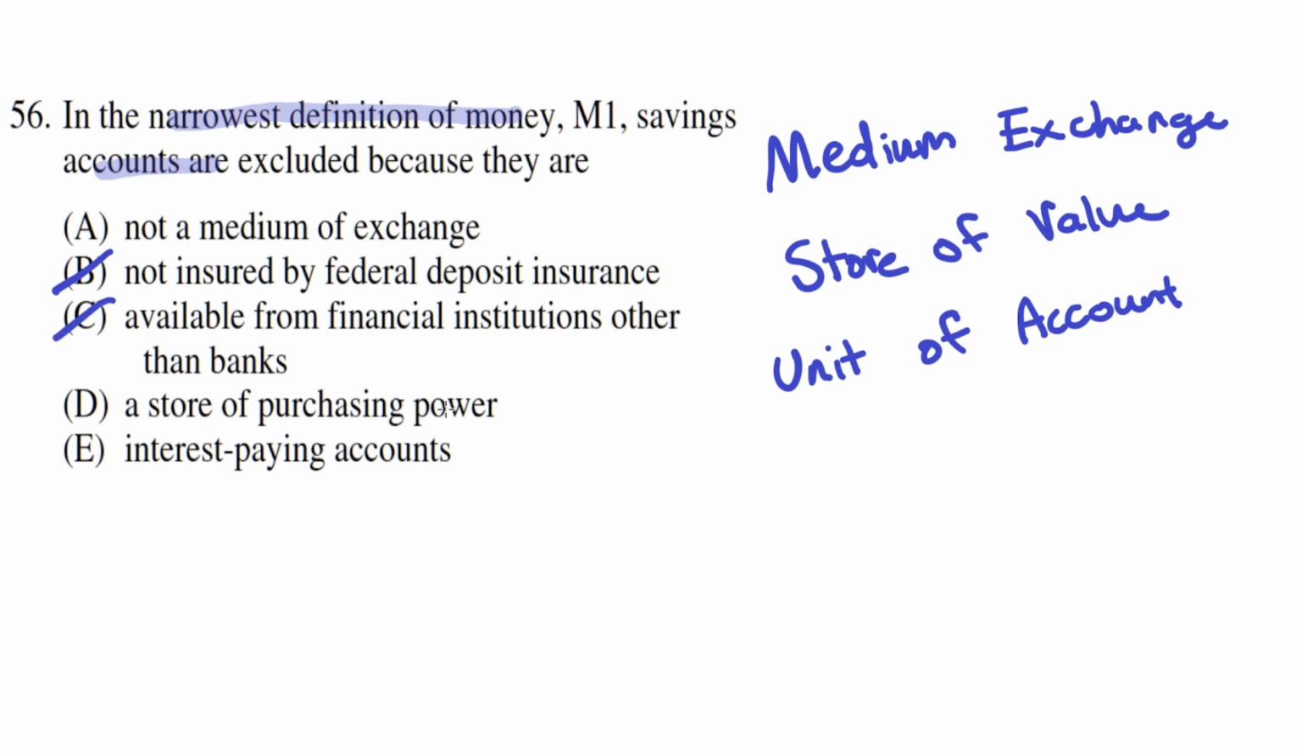D. A store of purchasing power. This is incorrect because savings accounts are a store of purchasing power, because when you store your money in these accounts, they hold their value into the future. So D is incorrect.